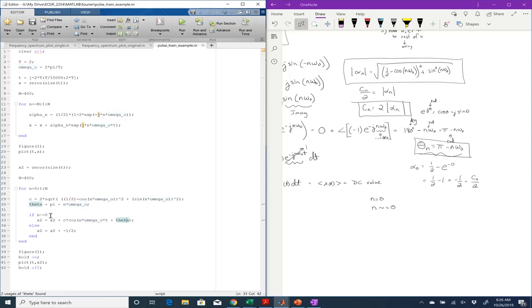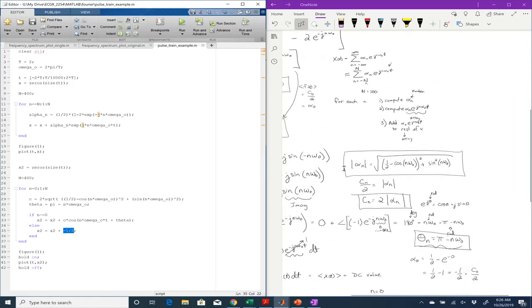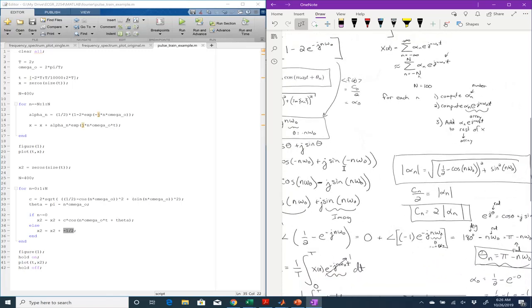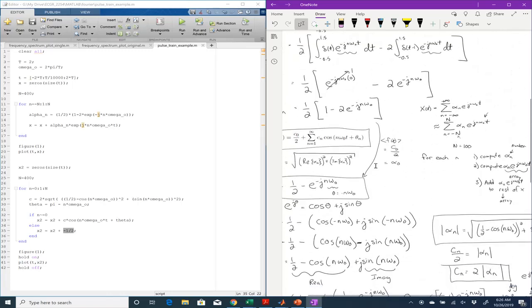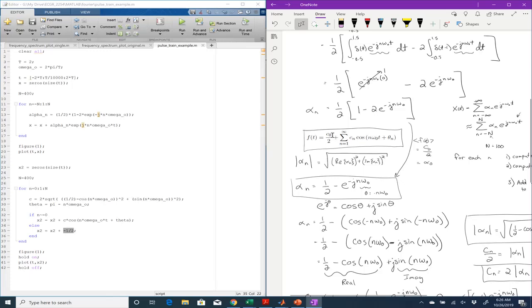Now, if n is equal to 0, what I do is I add the average value of the waveform, which is minus 1/2. So what we said up above here is, remember, alpha of 0 is always the average value of the waveform. And the average value of the waveform is C naught over 2 in this form. I don't really care. I could determine C naught and then divide it by 2. But I'm just careful because I'm going to add in whatever the average value is that I've already determined, which is minus 1/2.